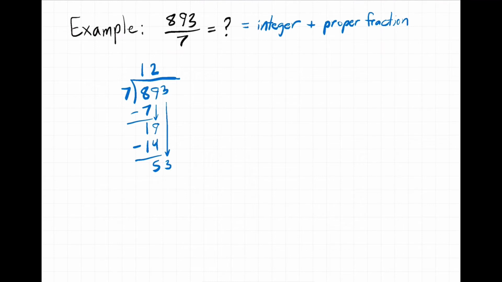And how many times does 7 go into 53? Well, it goes in 7 times. And 7 times 7 is 49. So I can subtract 49 from 53 and get 4. There's no other digits to bring down, and 4 is less than 7. So we're done. That 4 is the remainder.